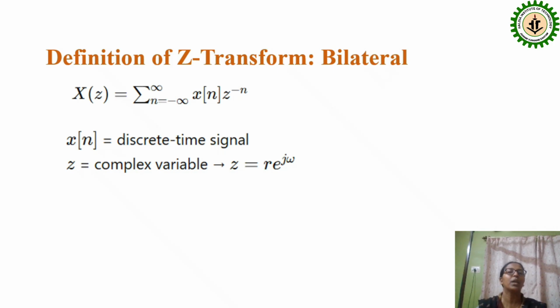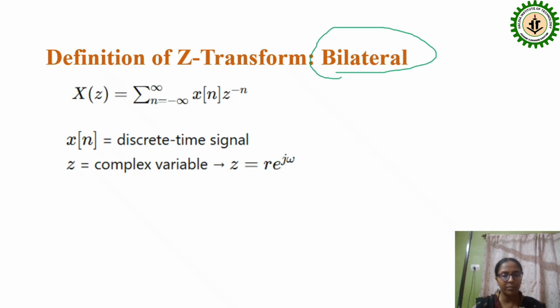Now coming to what the Z transform is, that is, the mathematical expression for the Z transform. Basically, the Z transform is bilateral. Why are we using the term bilateral? Bilateral means in two ways.